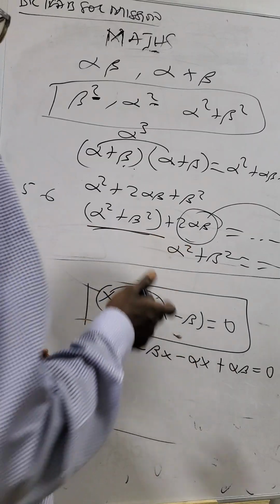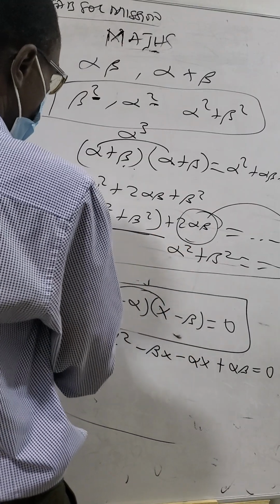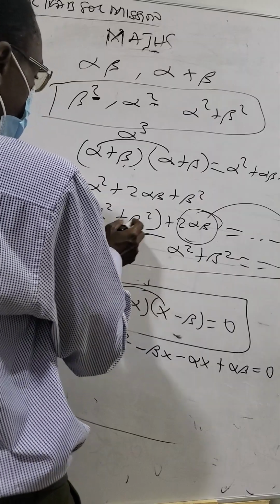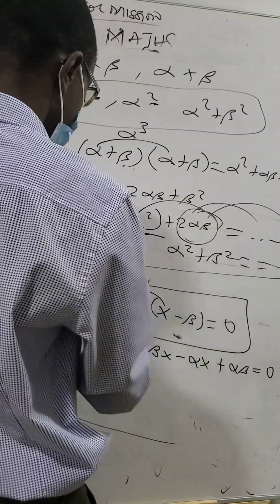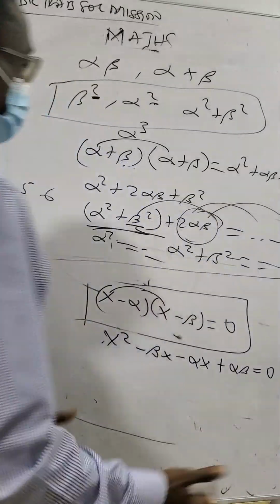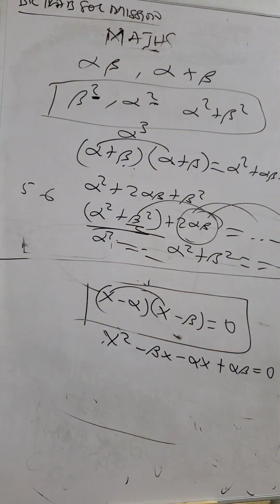If they say find alpha squared from this, then maybe you are given beta squared, and you can work that one out. It means this will go and this will go, then you have your alpha squared expression. And that is how it works.